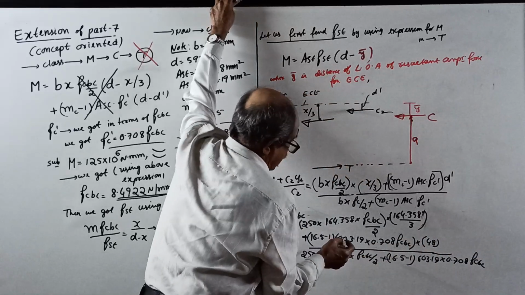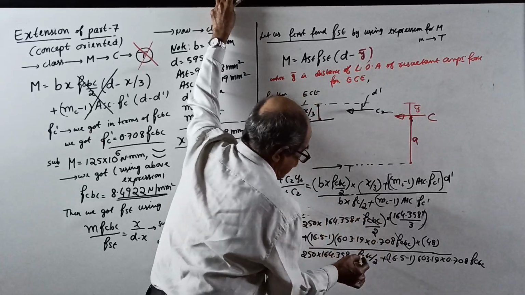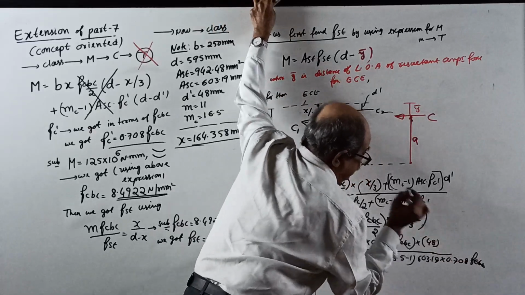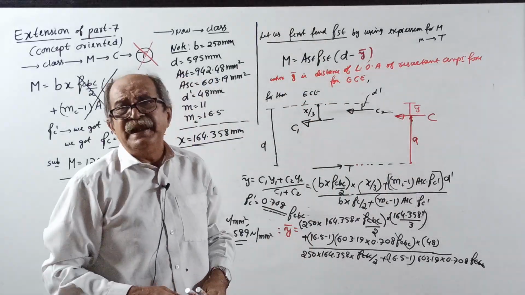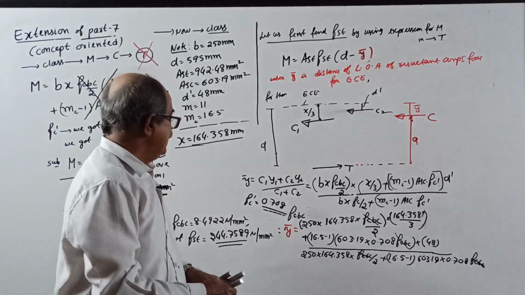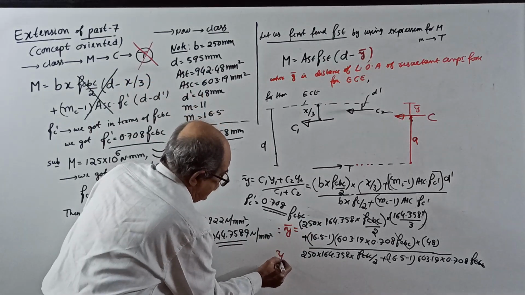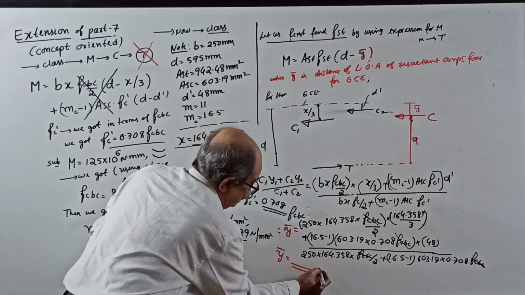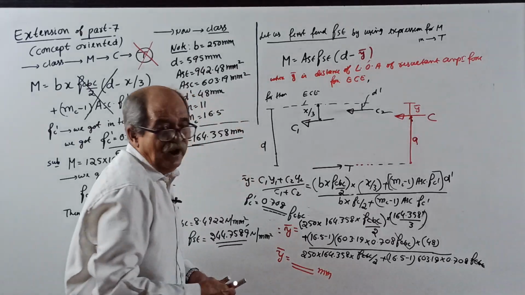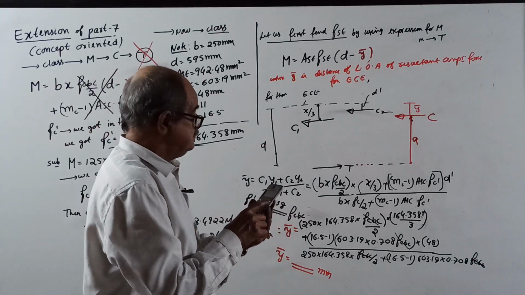Now see, fcbc here also, fcbc cancels, because the numerator has a stress term and the denominator has a stress term, so it cancels. So solving, you will get y bar equal to, I will get the value now in millimeter. This I have to calculate, because I have not done the calculation. One minute, I will calculate.